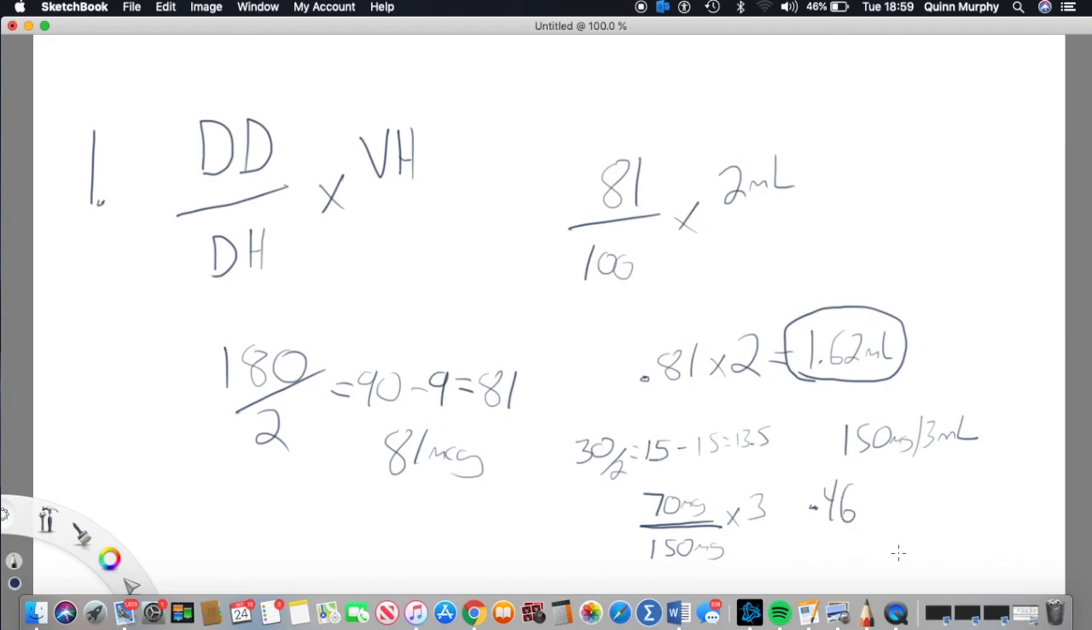And then we're going to multiply that by 3, and that equals 1.4 mLs. That is the amount that you would draw up for a 30-pound pediatric patient if you need to give amiodarone.